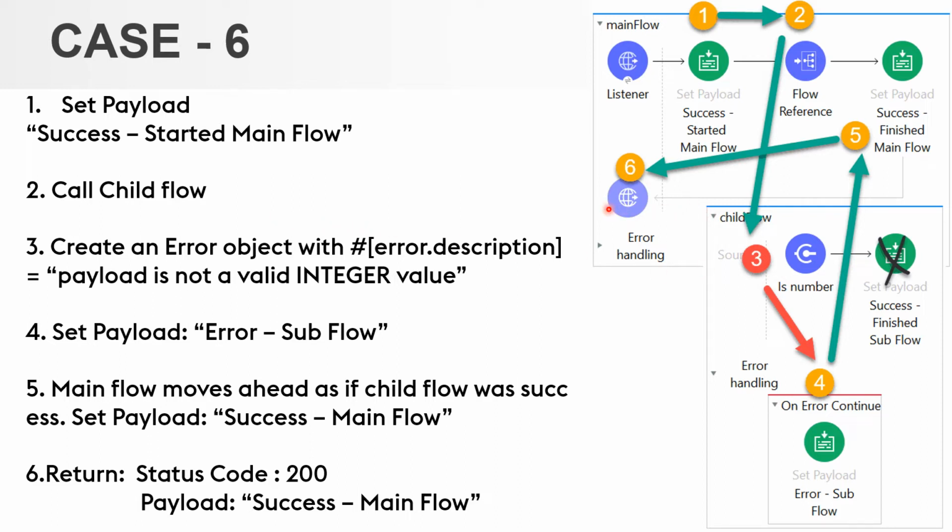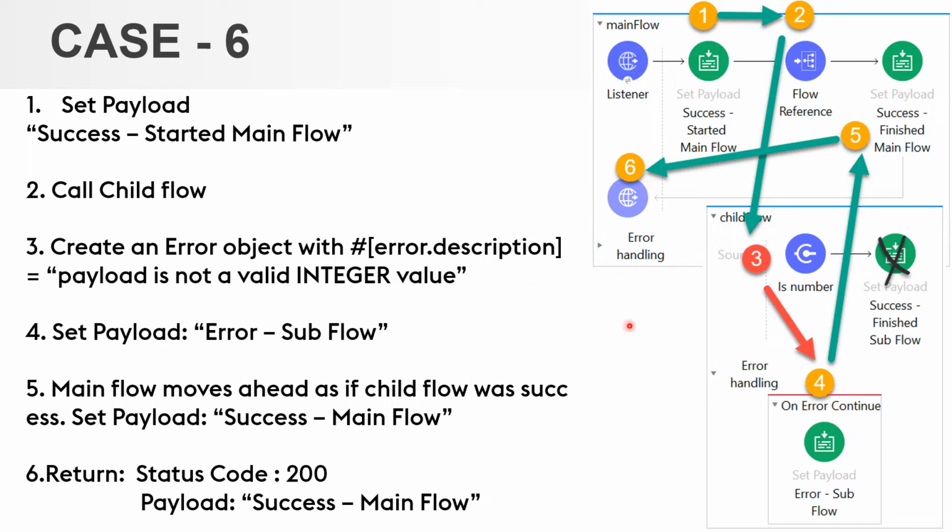Now, where will the control go? In the error handling of the child flow. Here in the error handling of child flow, we are having on error continue. So in on error continue, we are setting payload to error subflow, point number 4. Then what we will have is red in, green out.